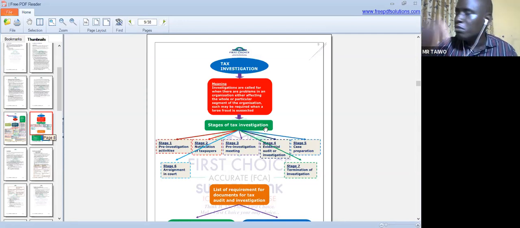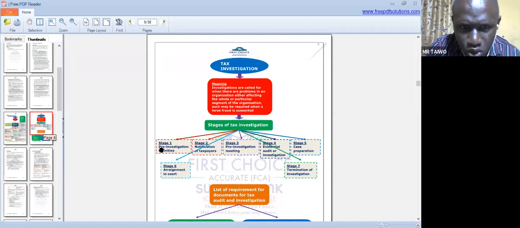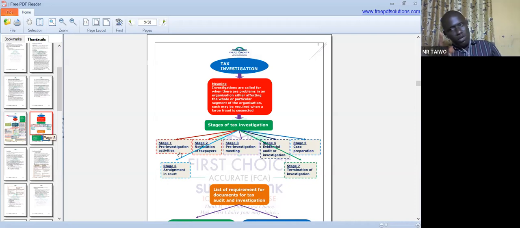What are the stages of this tax investigation? The stages are similar to that of tax audit, but there are little differences, because this one is to court, and the tax audit is not to court. Even at the initial stage, it's not to court, because it goes to the tribunal if they do not agree. Now look at it, stage one. If you are doing tax investigation, you do pre-investigation activities.